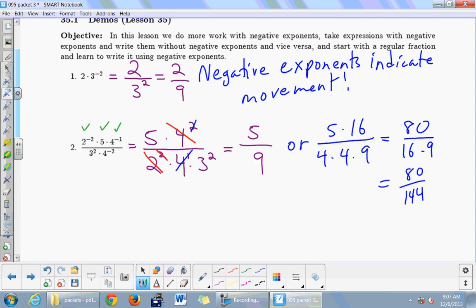144, and then you got to do more work because 80 over 144 needs to be reduced. So for example, 2 goes into both of them, or 4 goes into both of them. Right? You got to do a lot of work to get this guy back down to where it belongs. And where it belongs is 5 over 9. But there's a lot of work in between that last equal sign.